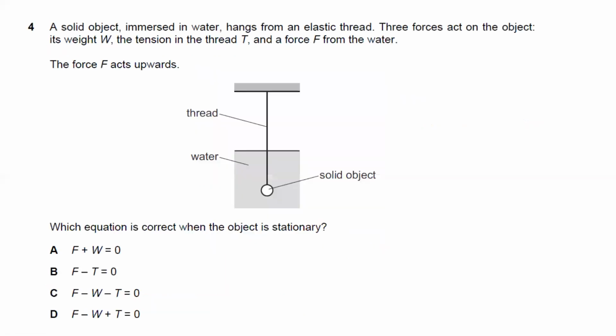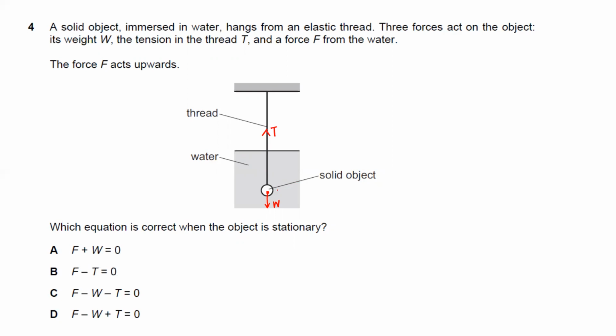Next question. It says a solid object immersed in water hangs from an elastic thread. So this is a solid object. This is the thread. Three forces act on the object. Number 1, its weight. So the weight of the object will act downward. The tension in the thread, T. So the tension will act in this manner.